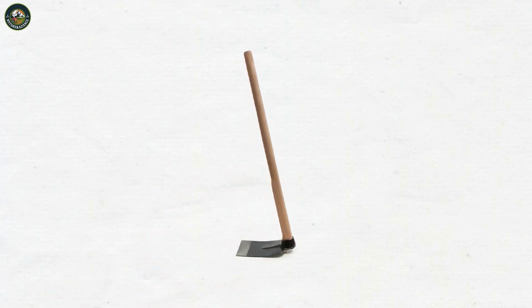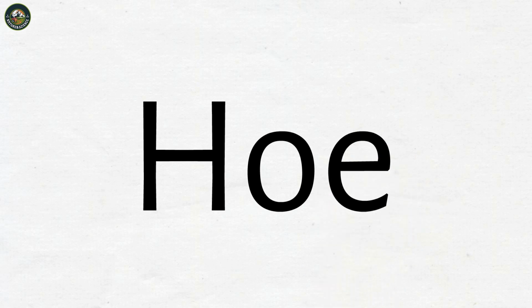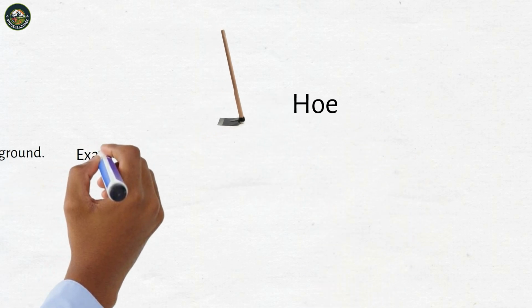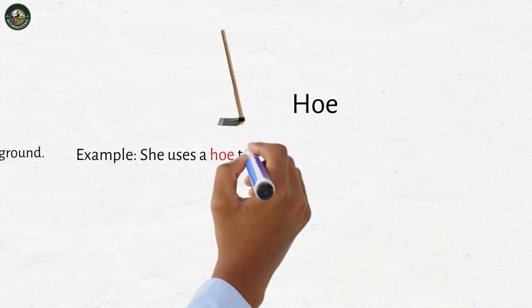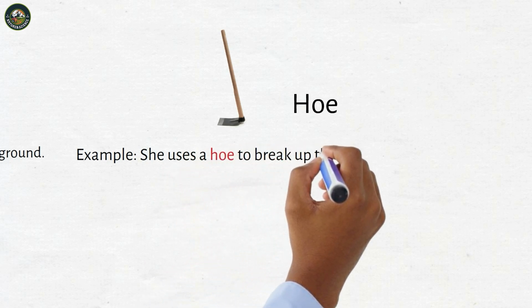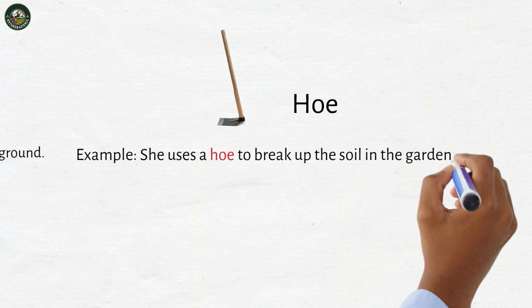Repeat after me. Hoe. Example: She uses a hoe to break up the soil in the garden.